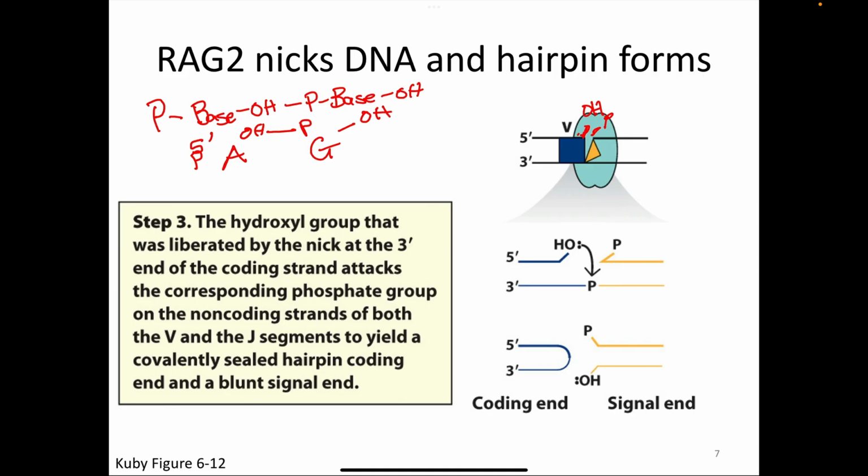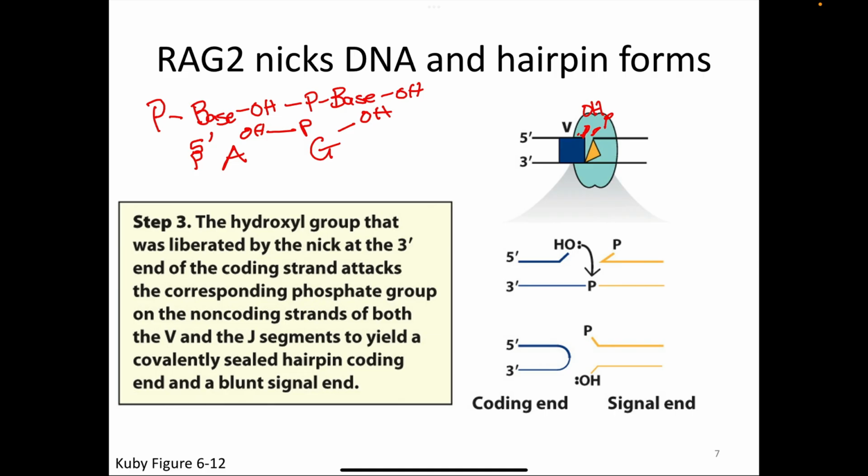And so you can see we've now basically broken the DNA exactly between the gene segment and the RSS. The part with the signal, which is honestly the trash part, has this normal looking double stranded DNA. And the coding end, the part that we're going to use, has this weird thing called a hairpin, where the top strand continues itself down to the bottom strand.